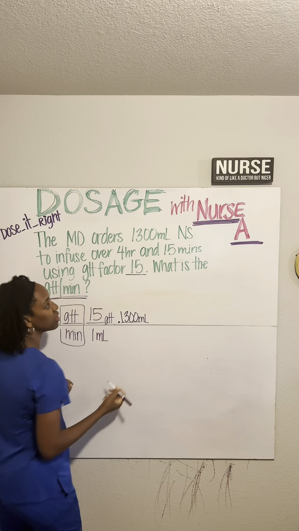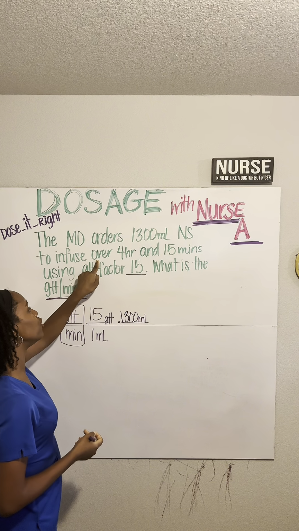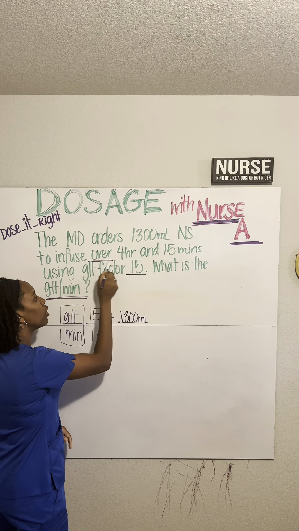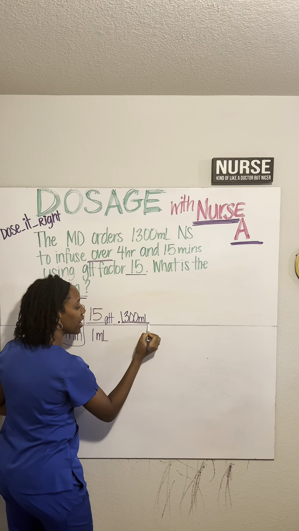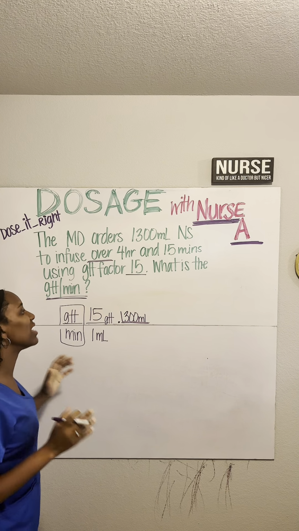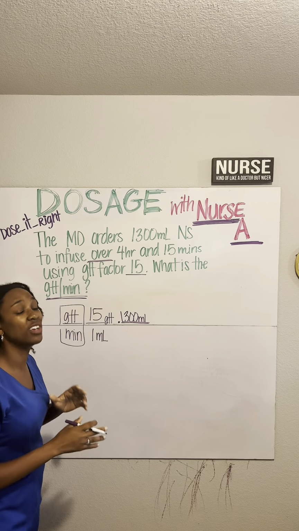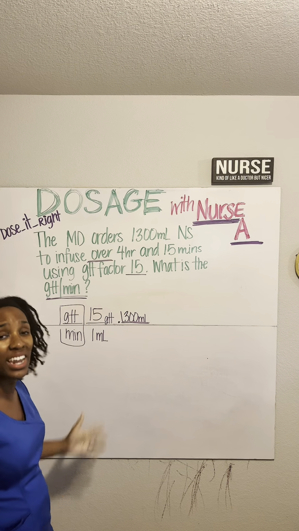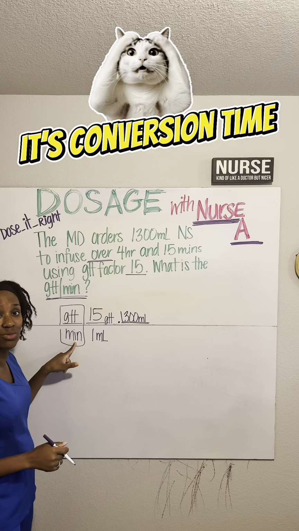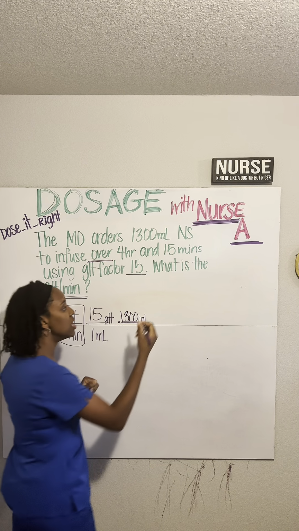1,300. They said a doctor ordered 1,300 to infuse over. So that's our over right here. They want to infuse this over 4 hours and 15 minutes. But let's look at it here. How are we going to write 4 hours and 15 minutes here? That means that we need to do some kind of conversion to get it all over into minutes. It'll be easier for us if we just convert all of it over into minutes. So let's do it right here.